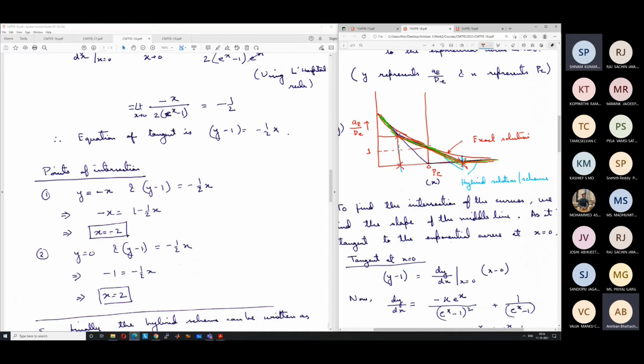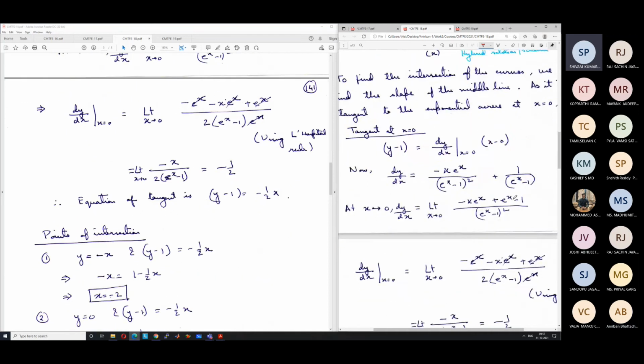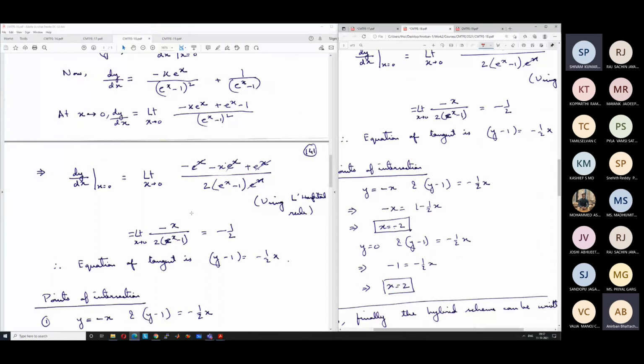Remember, A by D is equal to 1 minus half Peclet number. Similarly, you can find the other intersection. At this point, from one of the equations y is 0, and the second equation says that y is equal to 1 minus half x. Okay. So 0 is equal to 1 minus half x, or minus 1 is equal to minus half x, or x equal to 2. So this point is x equal to 2. So between x equal to minus 2 and x equal to 2, we will use this line. And beyond these points, we will use the other two lines.